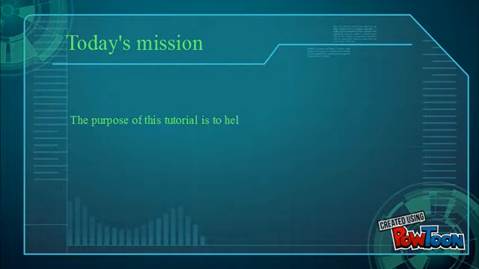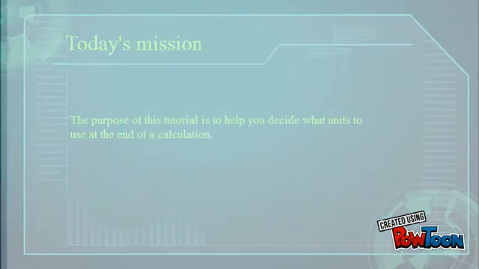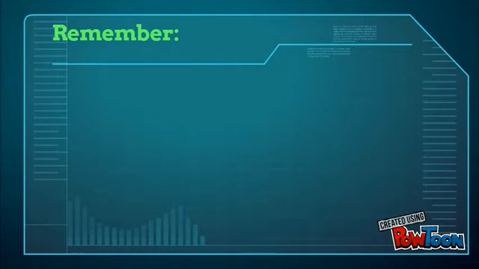The purpose of this tutorial is to help you decide what units to write at the end of your calculation. If you want to follow the actual calculations used, you'll need to pause during the video. Now pay attention. A diagonal line, sometimes called a slash, is just another way of writing the divided by symbol.